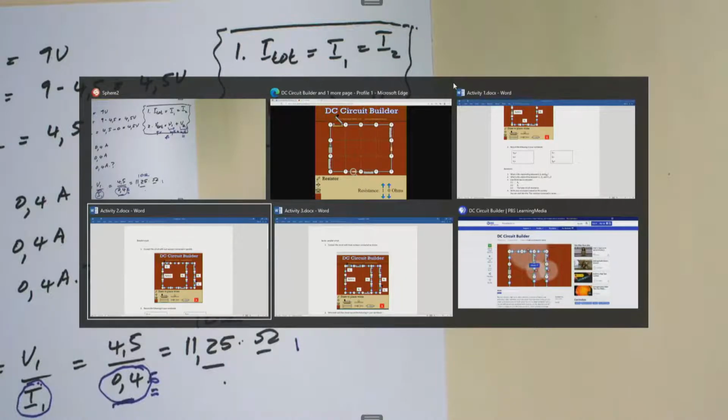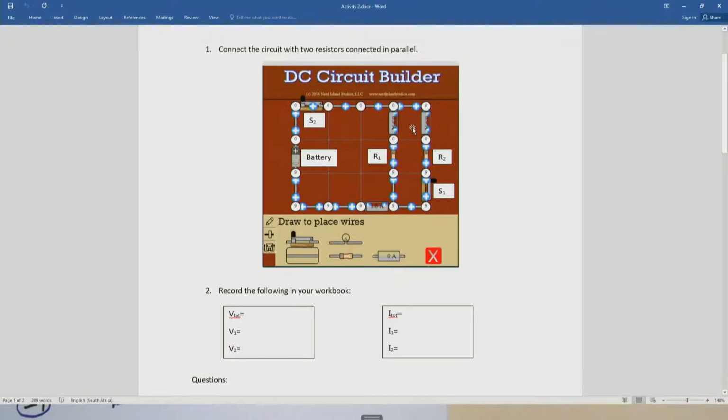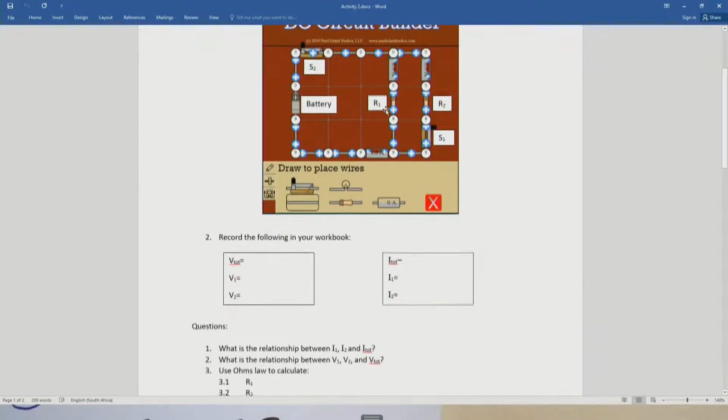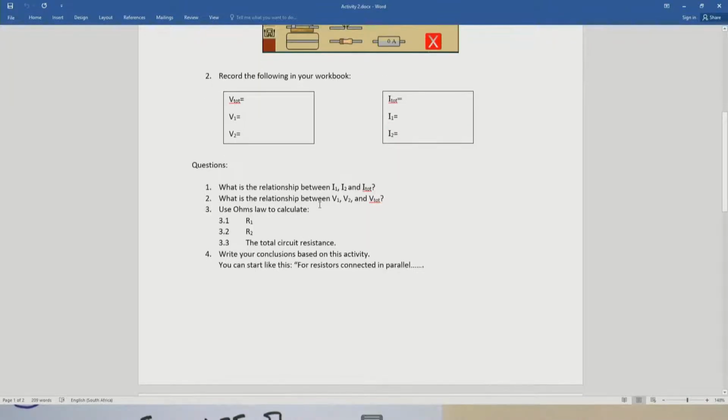The next activity that I thought we should look at is a parallel circuit. We will build that circuit as we have done in this case, and then you will also record the values V total, V1, V2, I total, I1, I2, and you will answer those questions. Let's build the circuit.